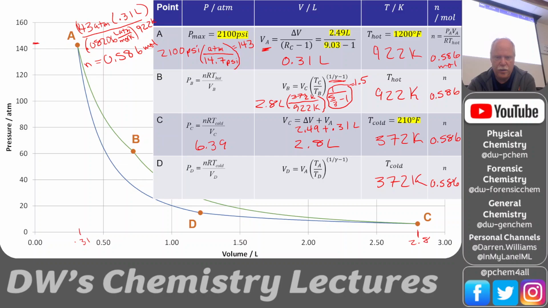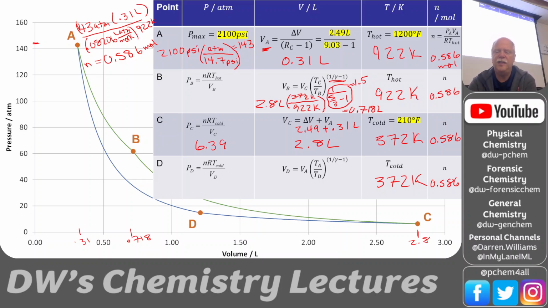Okay, so then we're going to do that. 372, 922 divide. And then I've got a y to the x key. So I'm going to put in 1.5 and hit that key. And I get 0.256 times 2.8, 0.718 liters. This is 0.5, this is 1, this is 0.7. That makes sense with the plot, okay?